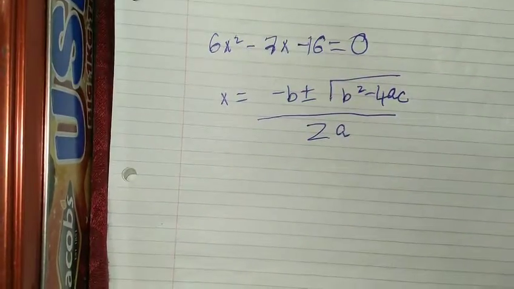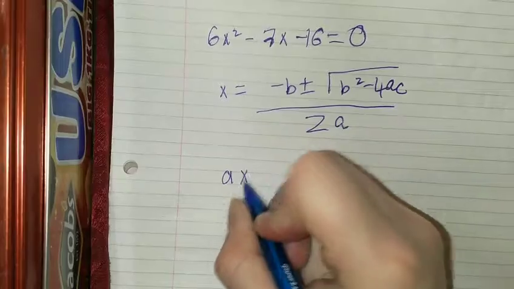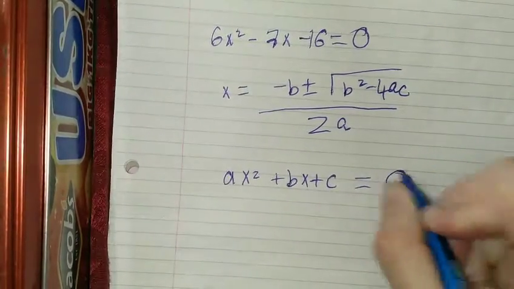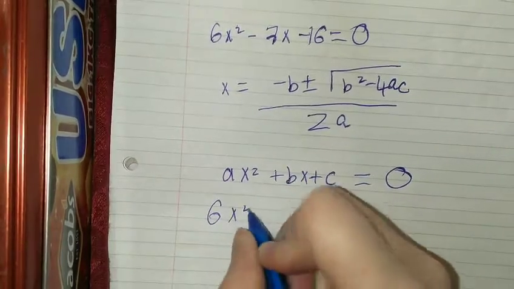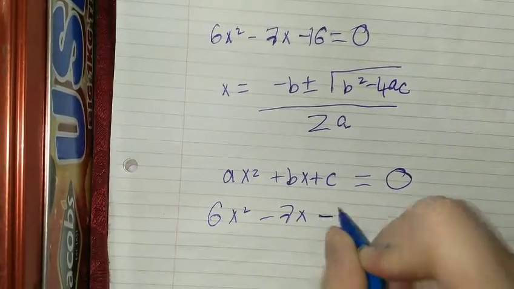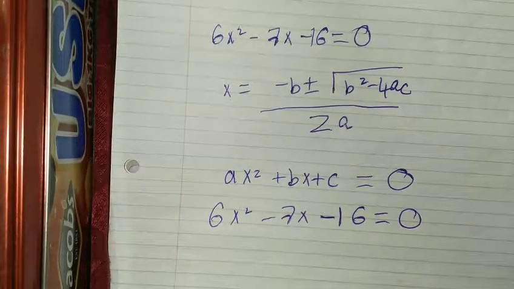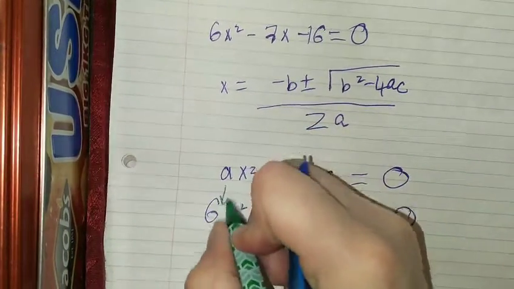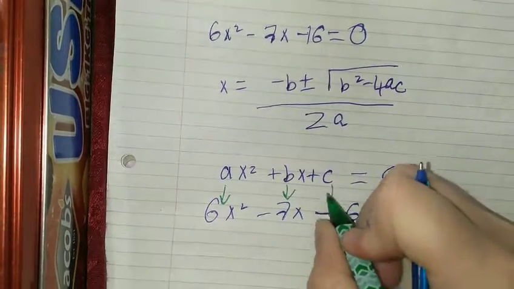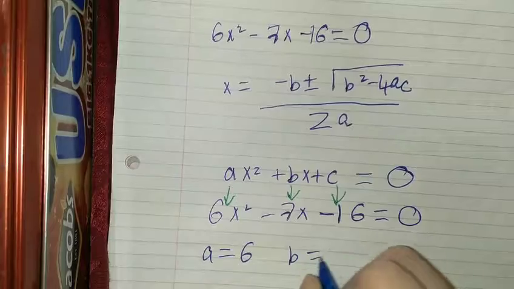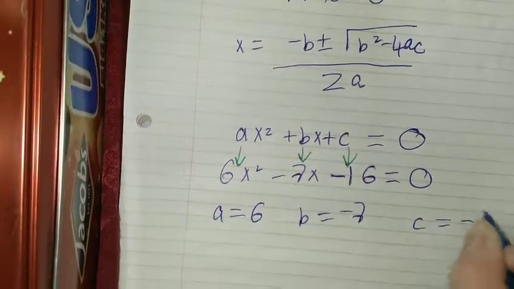So we have to figure out what's a, what's b, and what's c. They give us the format ax squared plus bx plus c. So we have to match our equation up to this. So we have 6x squared minus 7x minus 16 is equal to 0. So our a is 6, our b is minus 7, and our c is minus 16.